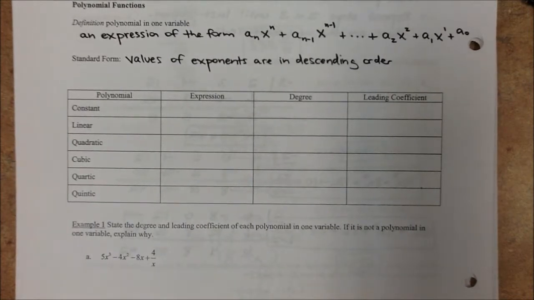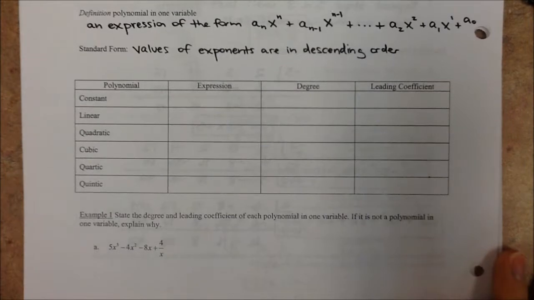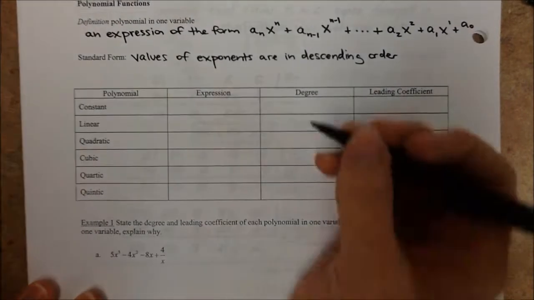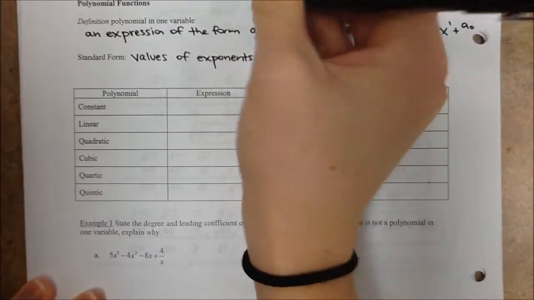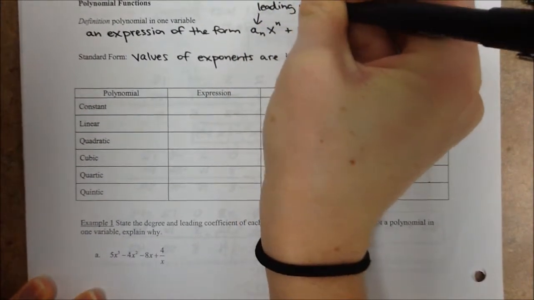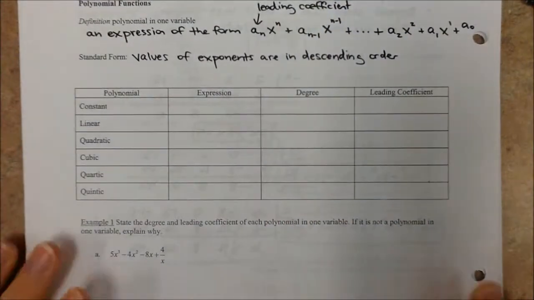All right, and then we've got a couple other things that we can write down here. We also have something called the leading coefficient, and the leading coefficient is whatever is in front of the largest power. So that would be whatever this is right here. So the leading coefficient, again, is the coefficient of the first term if it's in standard form.